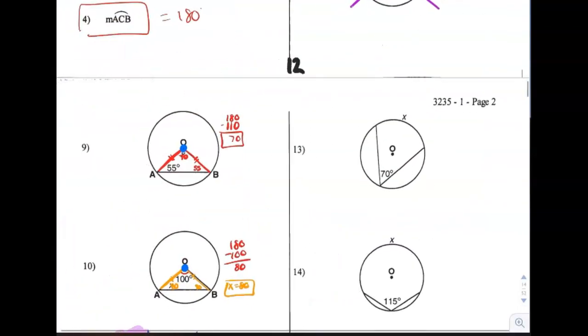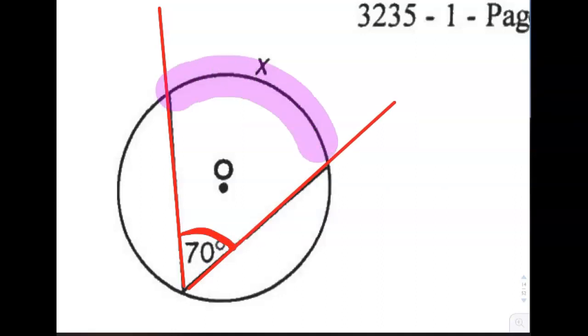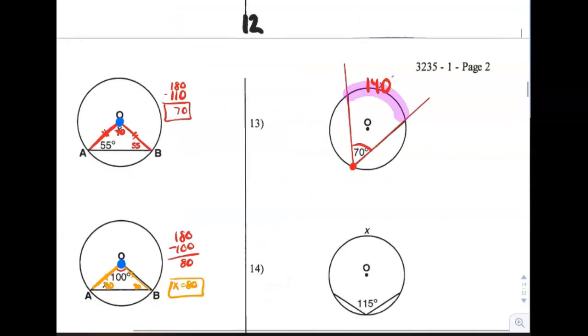Okay. 13, same idea, except this time they gave you the angle instead of the arc. Well, if this is 70, the angle's always half the arc. So the arc is the bigger thing, so that would be double 70, so it's 140, because the vertex is on the edge. It's inscribed.